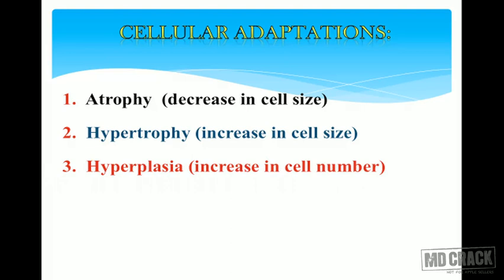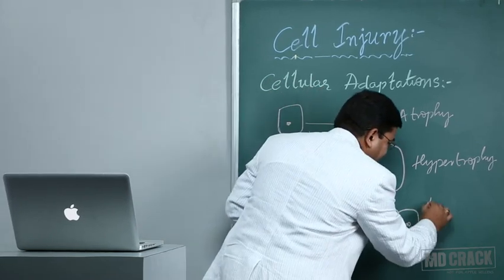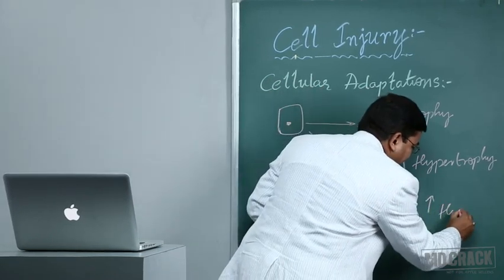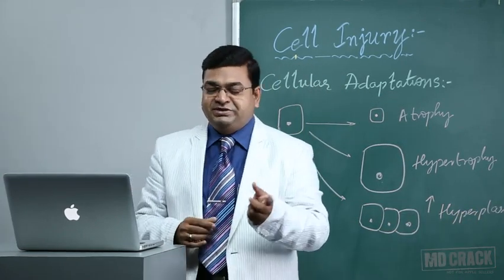Hyperplasia takes place only in a few organs, not in all the organs. That is an increase in the cell number without an increase in the cell size. That is hyperplasia. So the size of the cells remains the same, only the number increases. So these are the very common cellular adaptations.